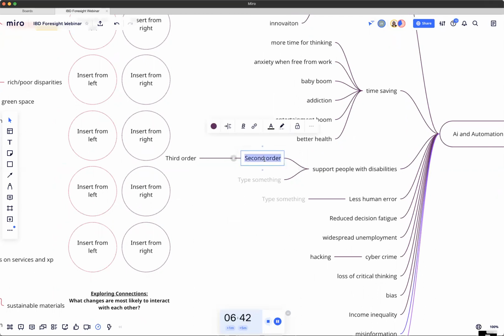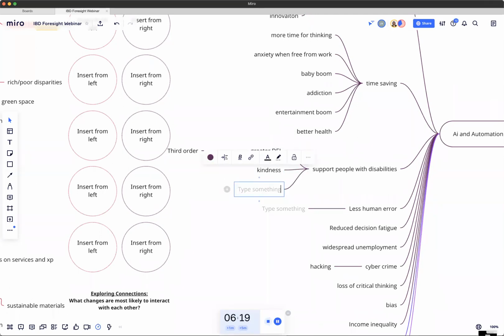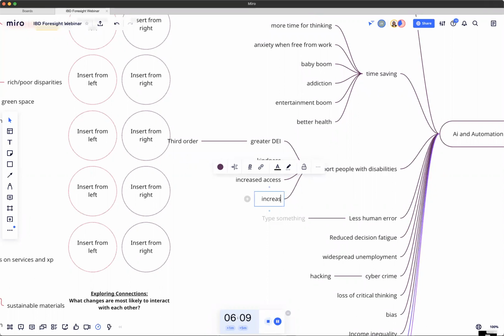Yeah, being able to support diversity, equity, and inclusion. Maybe increasing accessibility to jobs, just points of access. Kindness, that's great. Yeah, increased accessibility. More autonomy. Yeah, I think that's awesome. More autonomy is great. Autonomy and pride, I think those are tied together. Awesome.